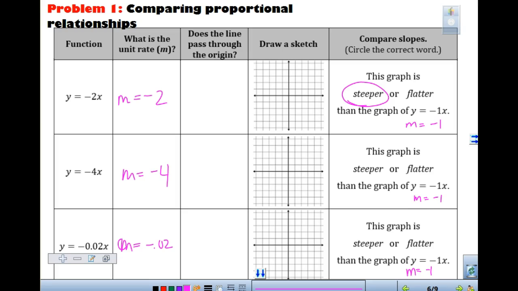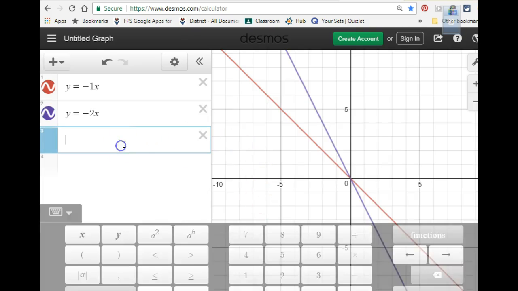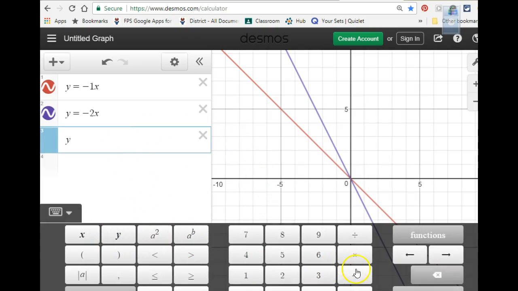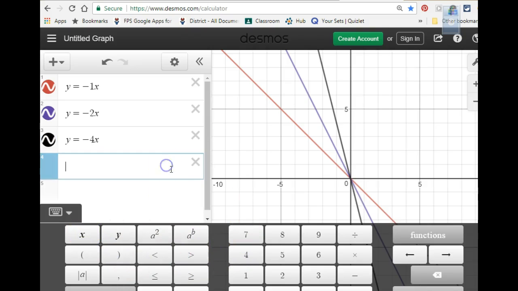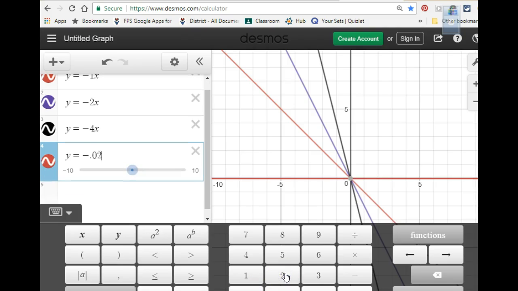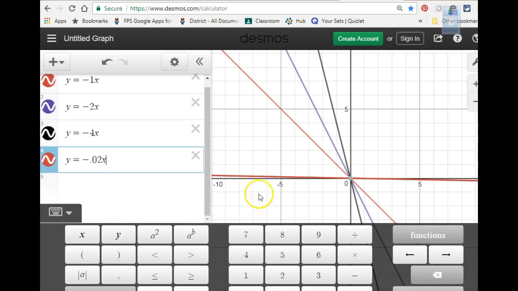So again, as you're putting those in, you're going to put in each one. So we're going to have our y equals, and again, if you don't put the equals, it comes out a little differently, right? Equals, and you have your -4, and you have the x. And then your last one, that one came out as a black line for me, y equals, and we are looking at that last one, it was -0.02. Do you think it's going to be flatter or steeper? The last one, -0.02. Look at that line. It is almost horizontal, right?